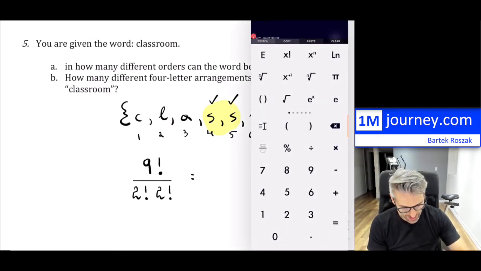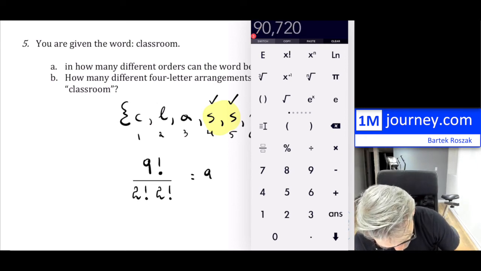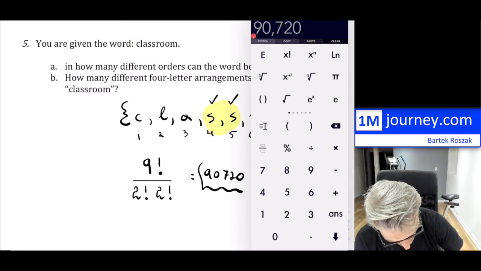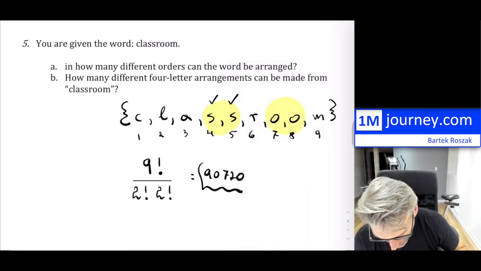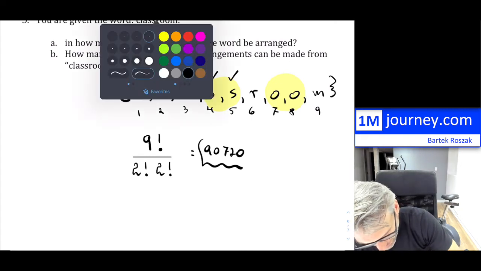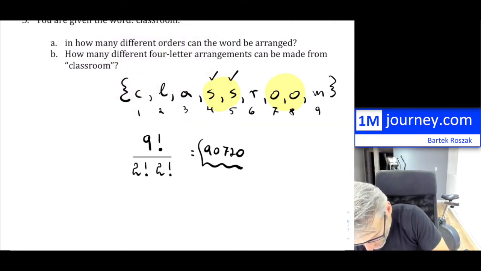So we can do that. 9 factorial divided by 2 times 2, so that's 4. That's still quite a lot of ways: 90,720. So that's the first one. Now, B is much harder. So this would have been A.